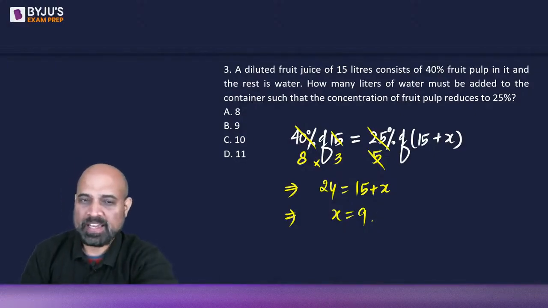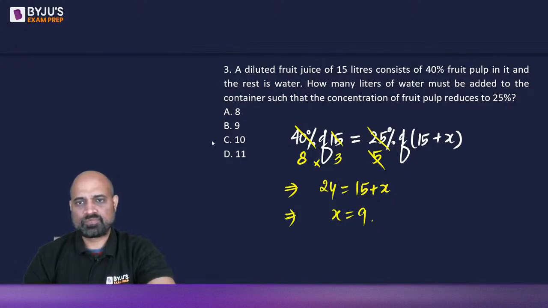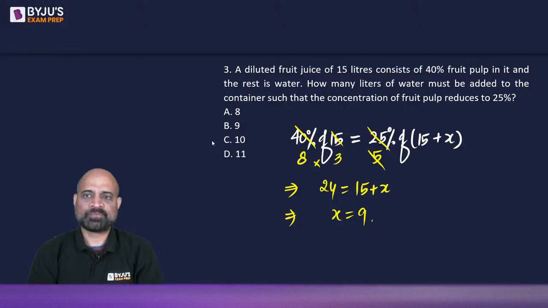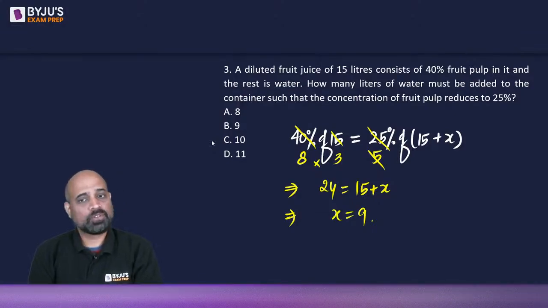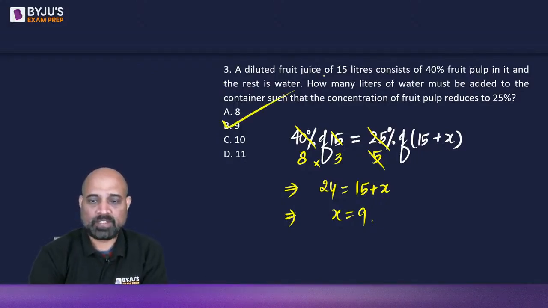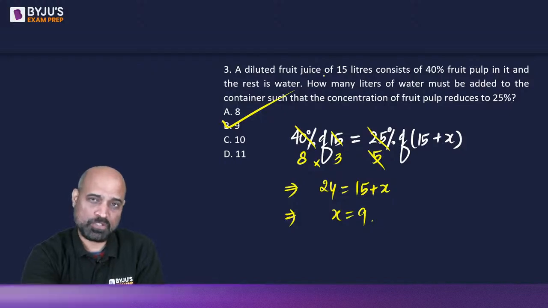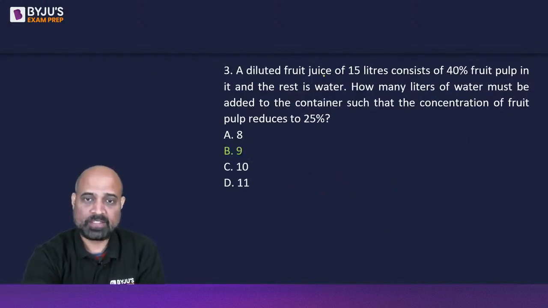Given that we have not made any calculation mistake here, have we? 24 and 25, 24. ठीक है, there is no calculation mistake. So the answer is supposed to be 9. So 9 liters of water should be added further, because when we add further, the pulp is not included in it. Water doesn't contain pulp, right? So 9 is the answer.